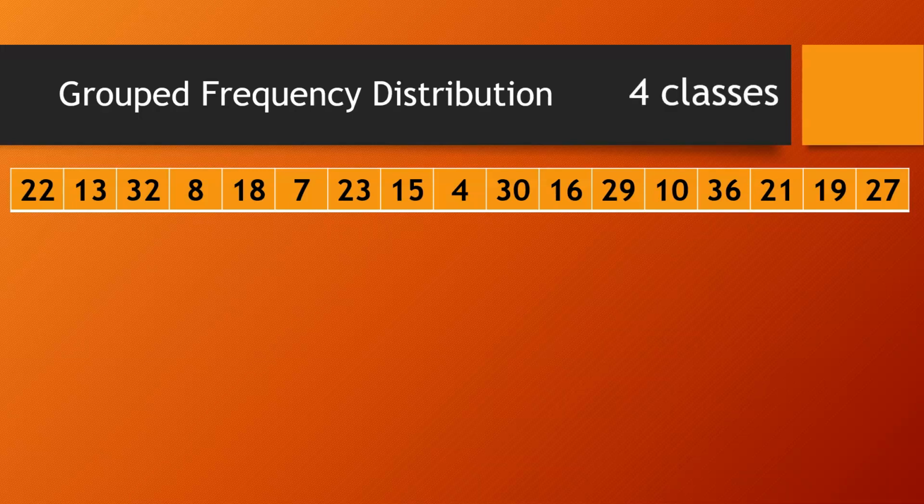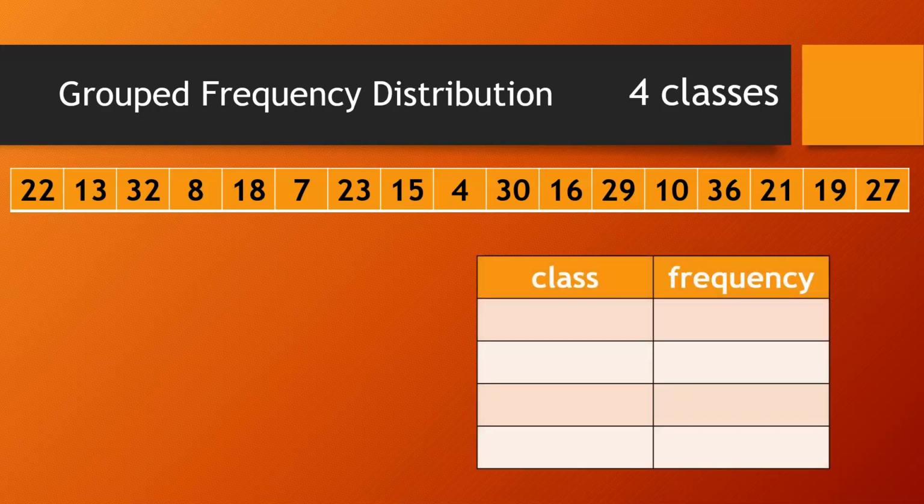We're going to divide the data into 4 classes. So our grouped frequency distribution will look like this. We'll start by finding the smallest and largest data values that we see. In this case, the smallest is the 4 and the largest is the 36. We use the smallest and the largest values to find the range of the data, which in this case is 36 minus 4, or 32. That's the distance from the smallest to the largest data value.